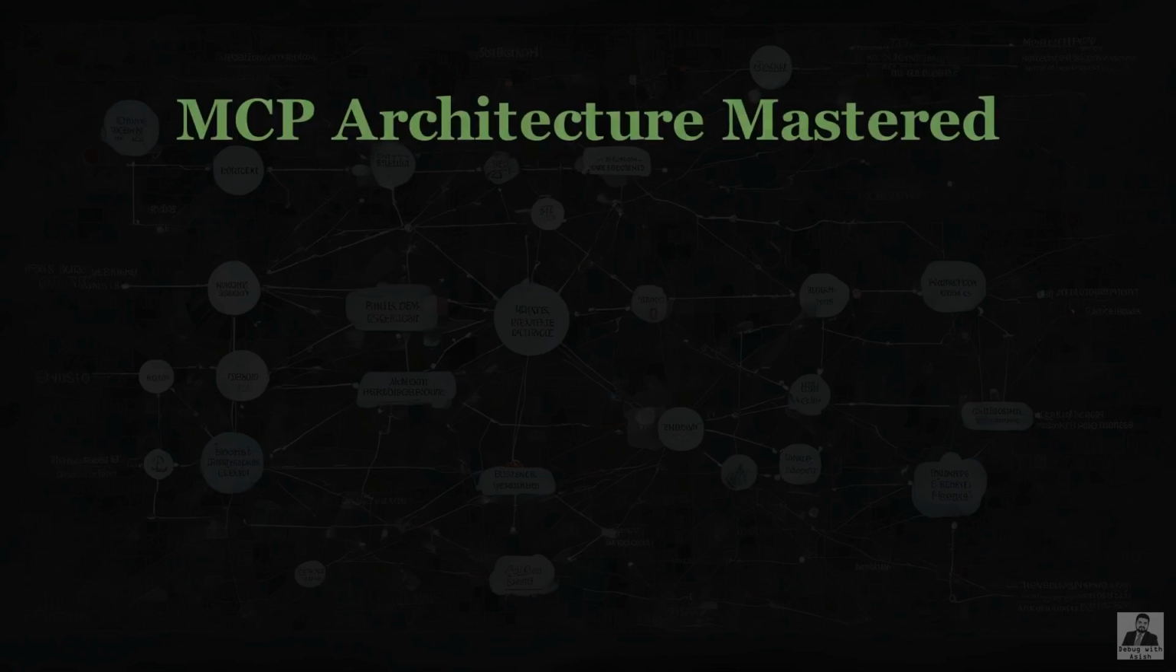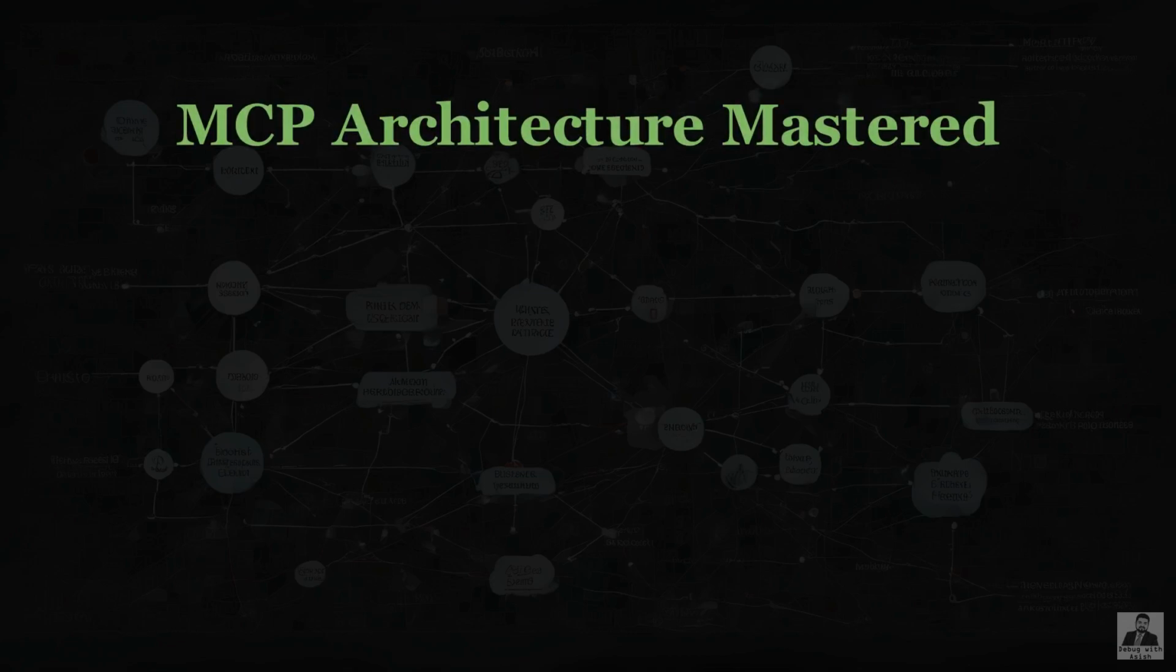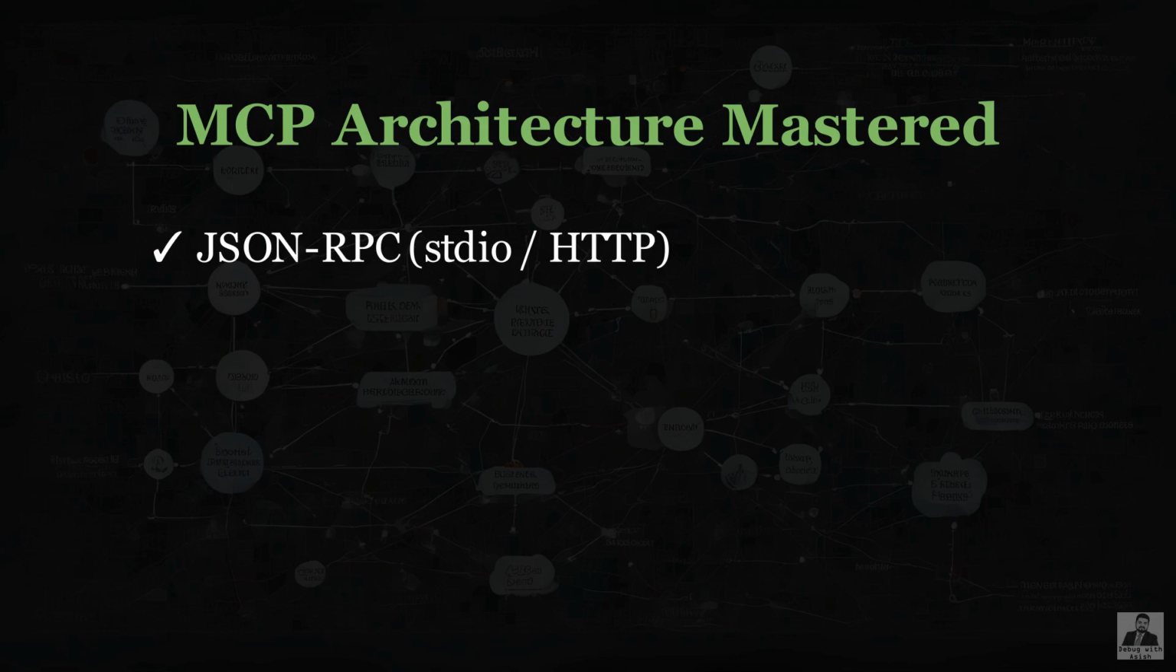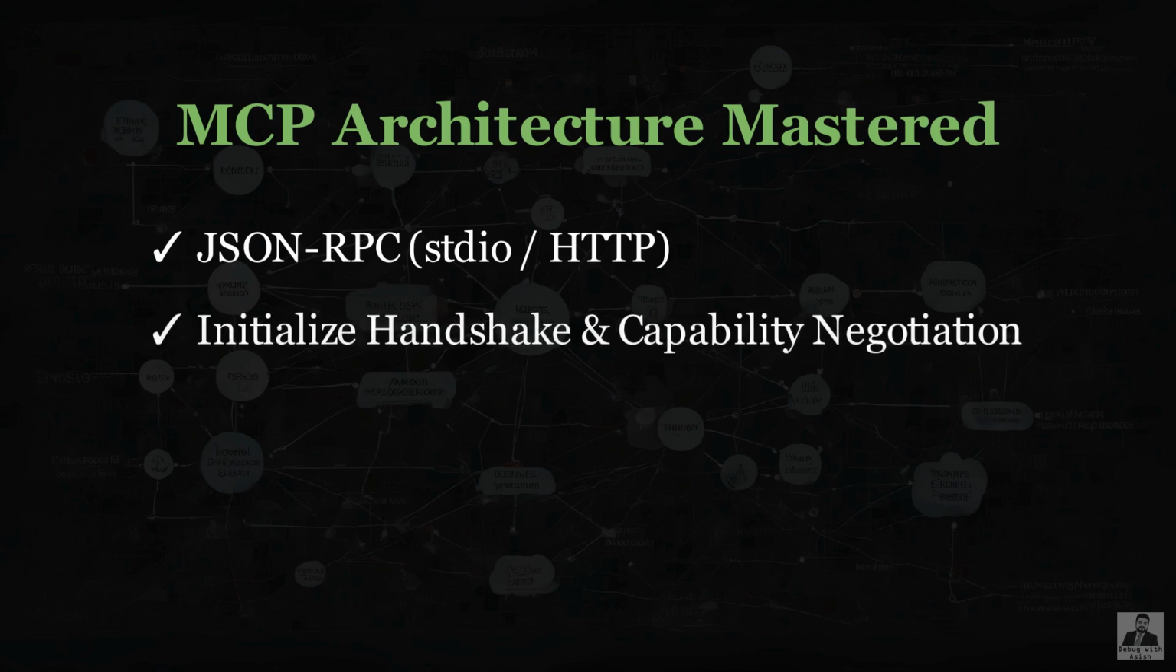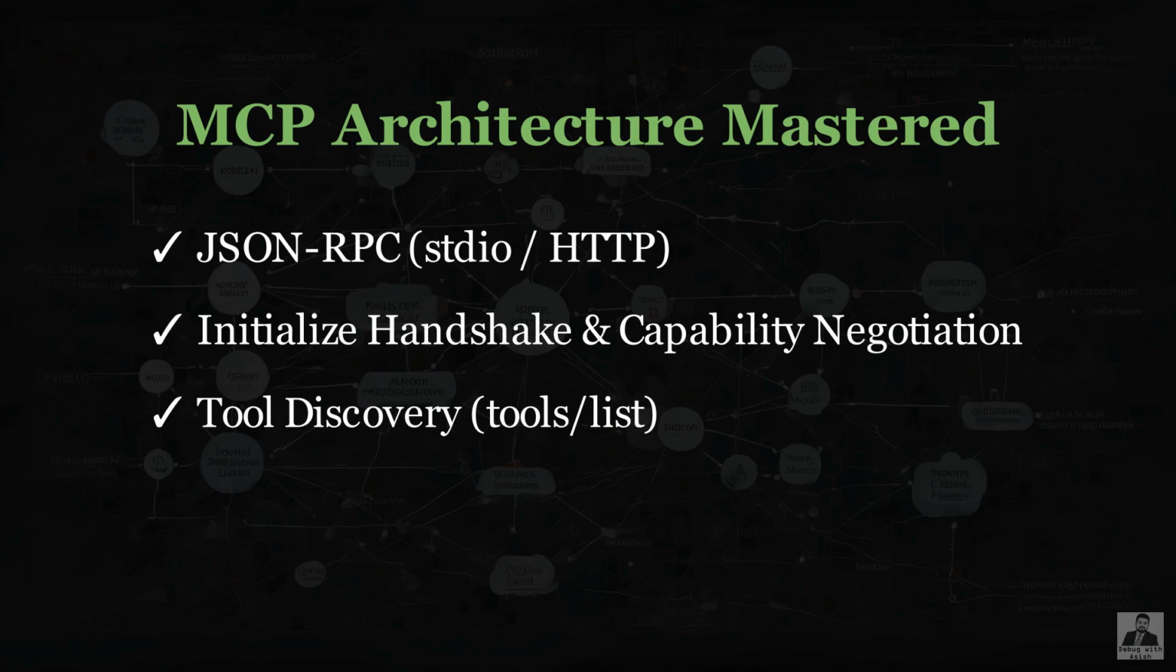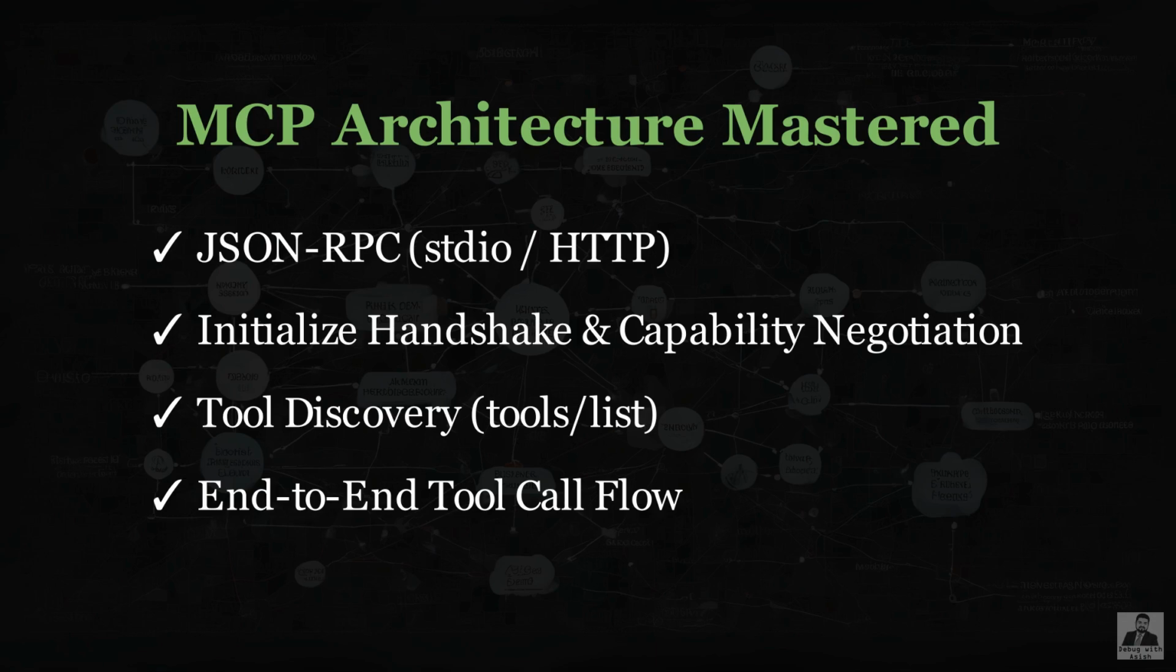You now understand the full MCP architecture. JSON-RPC messages over standard input-output, or HTTP, the initialize handshake and capability negotiation, tool discovery via tools/list, and the full tool call flow from model decision to server execution and back.